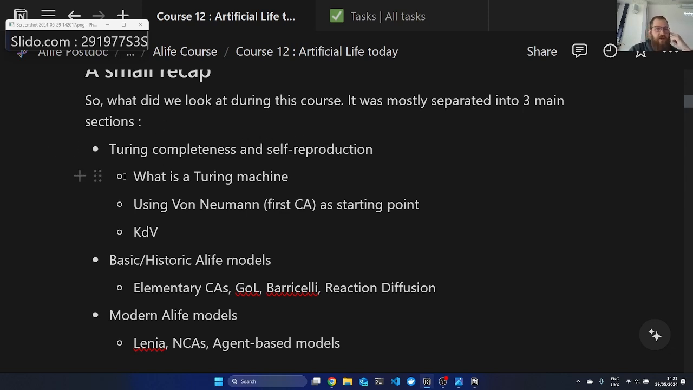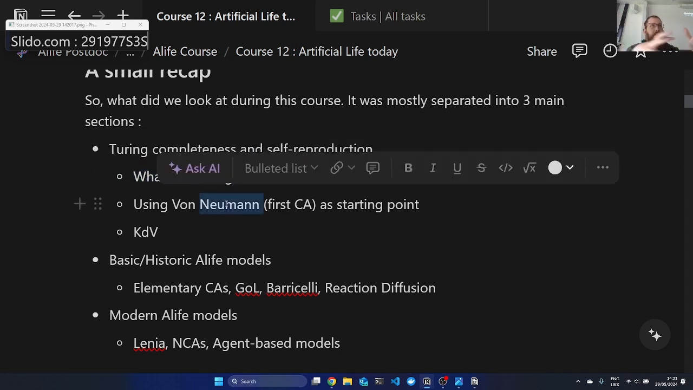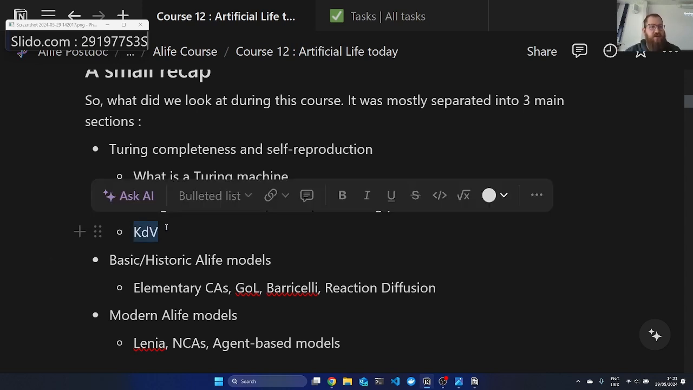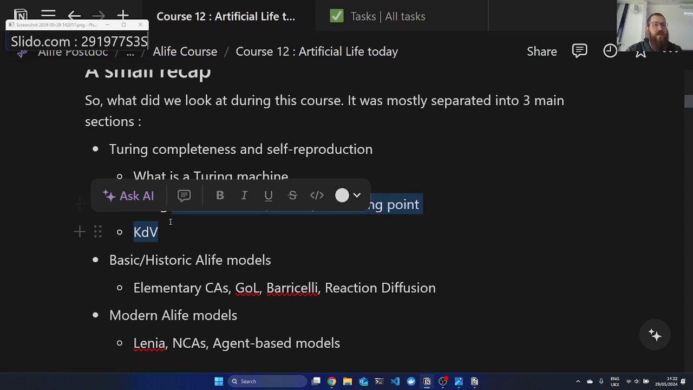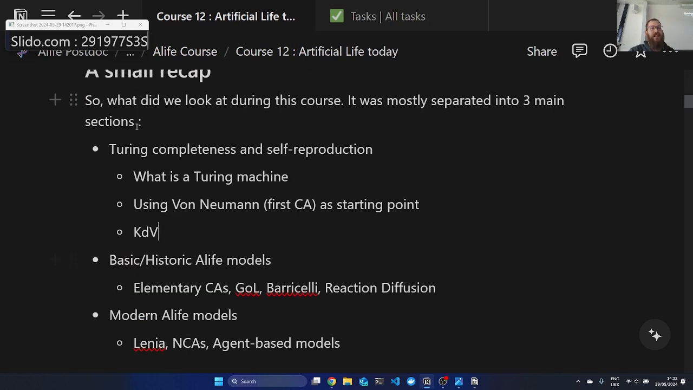And through this, we had to go through what a Turing machine is, right? And then we used the von Neumann cellular automaton as an example of this philosophy put into practice. I want self-reproduction, I do this through Turing completeness, and so I construct my CA in this way. Related to this part, because it was also about theoretical stuff, mathematics, was the KdV equation, which was separated from the rest to not overload you with math and lose everybody after the fifth course. So this was the first part, more theory.